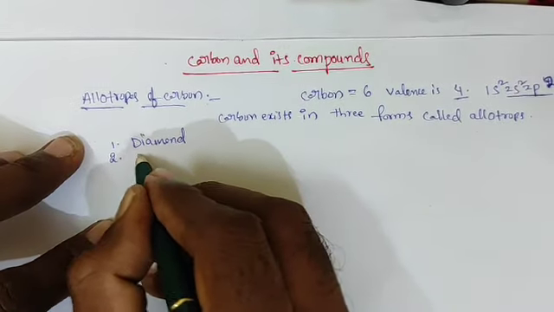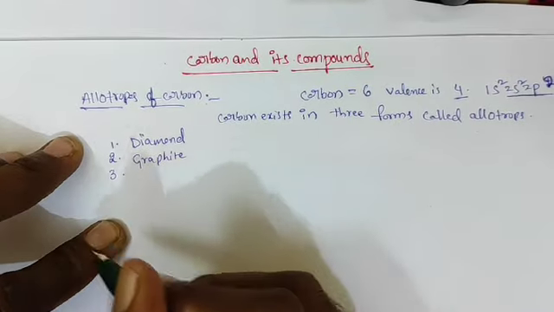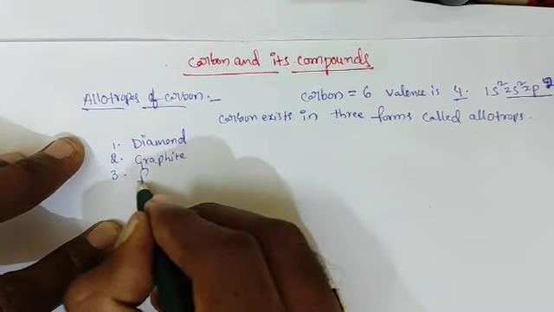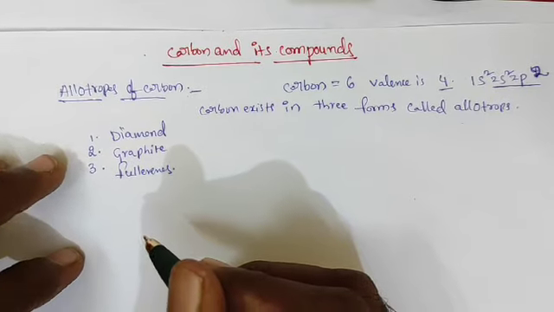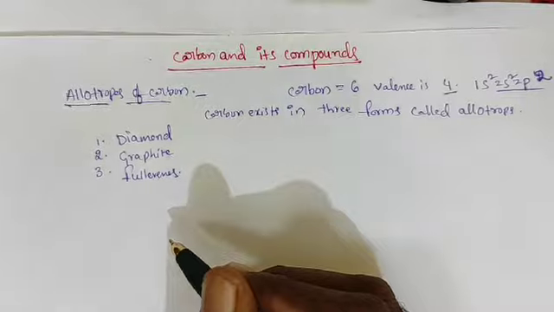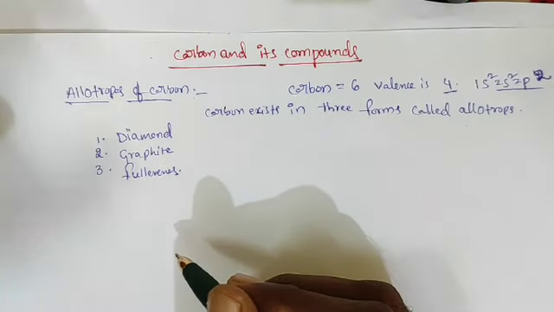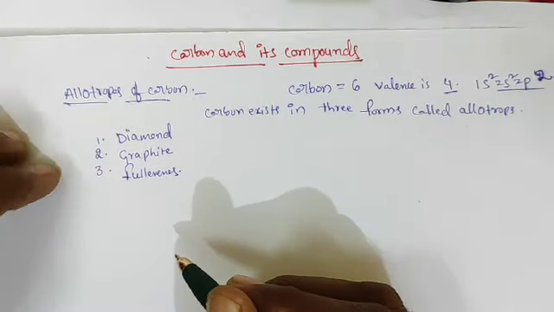second one is graphite, third one is fullerenes. So these three types of allotropic forms are there for carbon, the major three, based on the nature, whether it is solid, amorphous or crystalline. So these three we will discuss now.